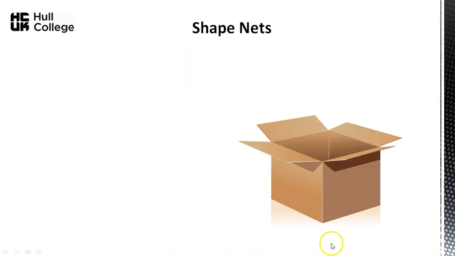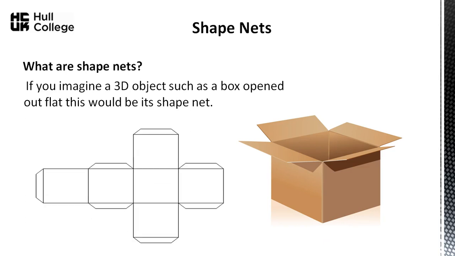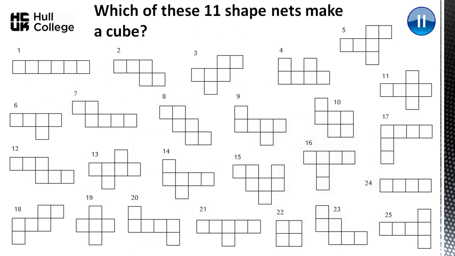Let's move on to shape nets. What are shape nets? If you imagine a 3D object such as a box opened out flat, this would be its shape net. It should look something like this. To make a cube, there are 11 different shape nets that you could use.